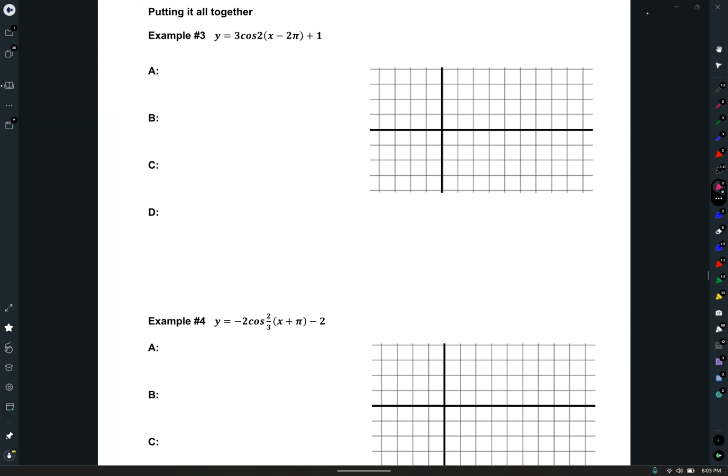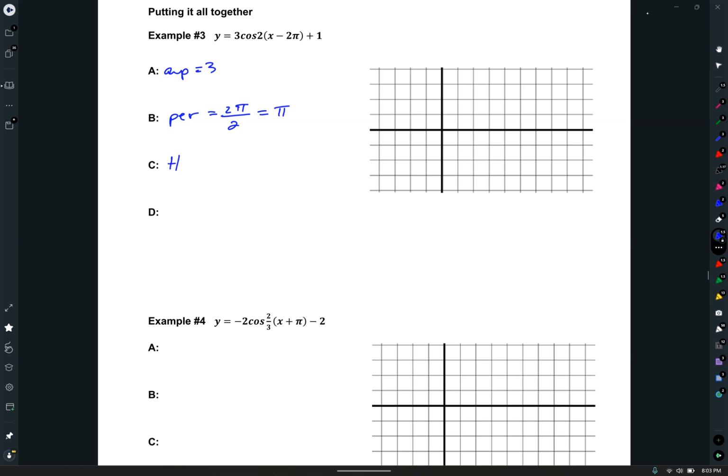Here comes the fun. Let's put everything in. Okay. So it's definitely going to be helpful to label all the different things. All right. So remember, A tells me the amplitude. So my amplitude is 3. B tells me the period. So my period is 2 pi over, notice the B number is 2. So over 2. So the period is pi.